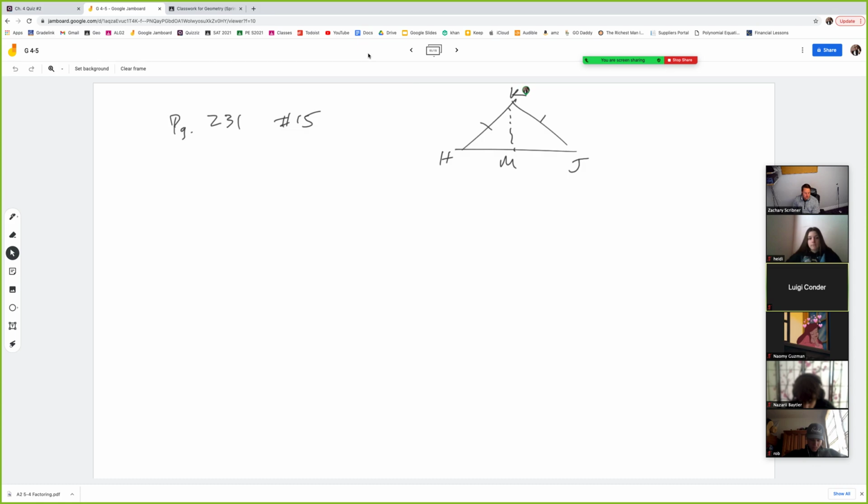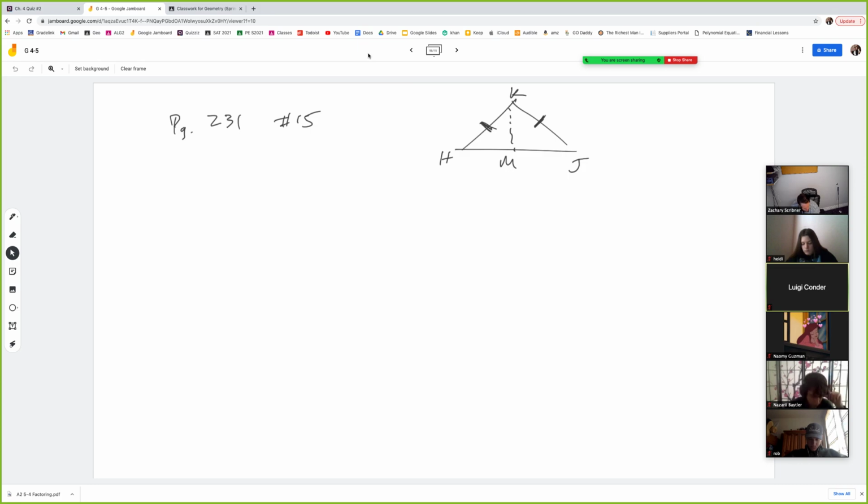All right, here's our triangle, and we need to supply the missing parts to this. Okay? So begin with isosceles triangle HKJ. So we know that we have an isosceles triangle. How do we know we have an isosceles triangle? Because two sides are congruent. Okay? So we know that it's an isosceles triangle. We would then draw that bisector.